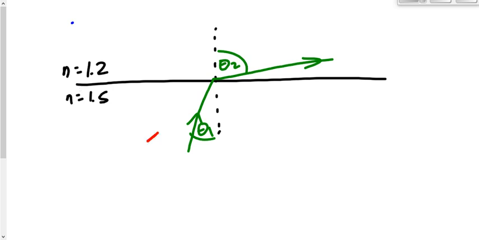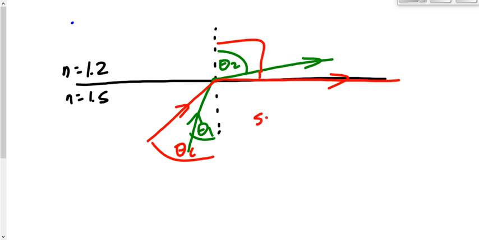If I increase the angle of incidence to this point that we call the critical angle, what happens to that ray of light? What happens to that red ray now? Yep, it just kind of skips around the boundary there. What's the angle of refraction now? 90 degrees.